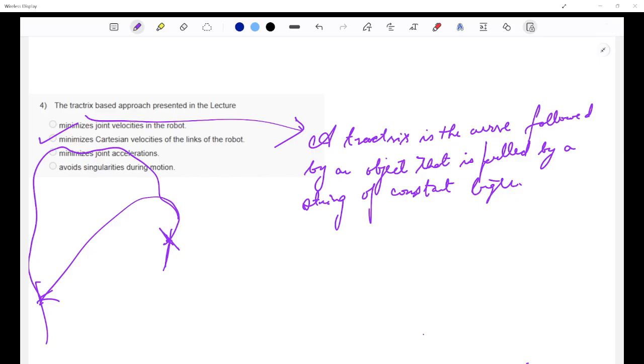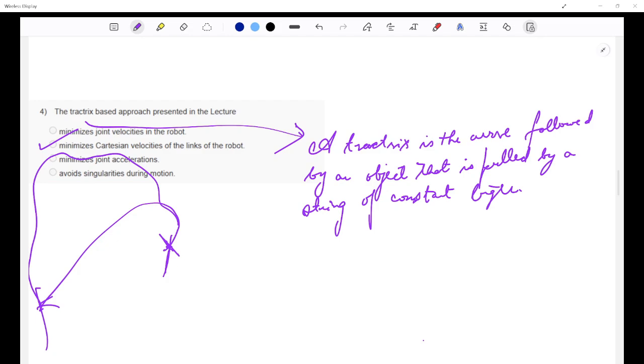Okay, the first option that we had here is that it minimizes the joint velocities of the robot. This is a different optimization criterion. A common redundancy resolution method is minimum q dot. This minimizes the joint velocities. But a tractrix approach does not minimize joint velocities directly. It focuses on the Cartesian motion of the links, not joint variables. So option A is incorrect. Let's check option C. It minimizes joint accelerations. So minimizing acceleration corresponds to minimum jerk or smooth trajectory planning.